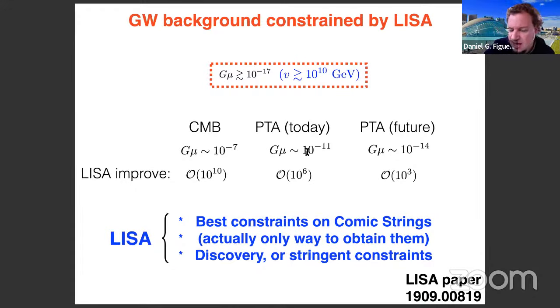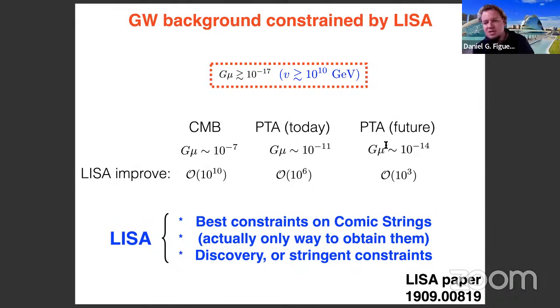Current bounds from PTA are 10 to the minus 11. So this means that we could improve by 6 orders of magnitude with LISA. In the future, at best, PTAs could measure down to 10 to the minus 14. So still LISA could measure 3 orders of magnitude better.